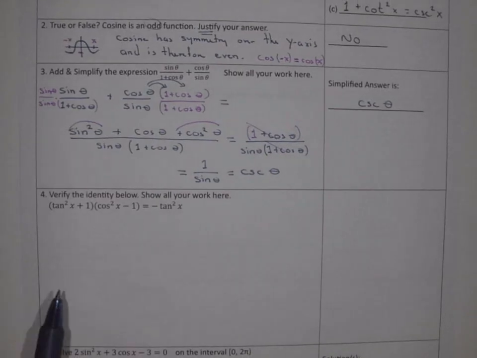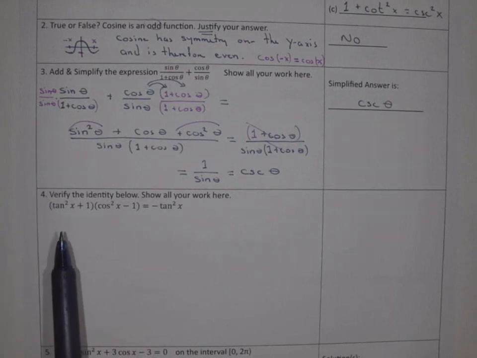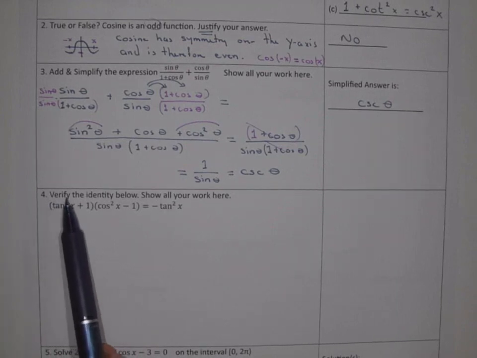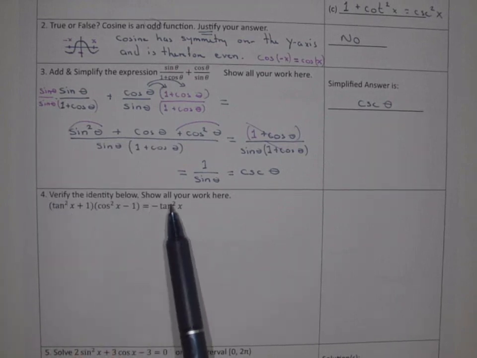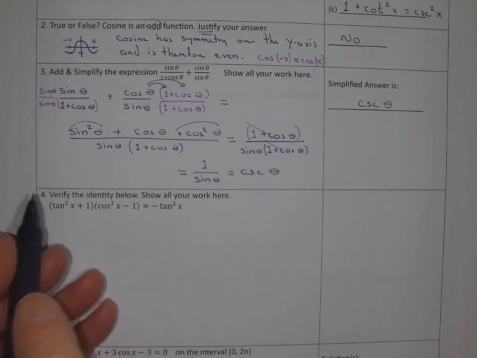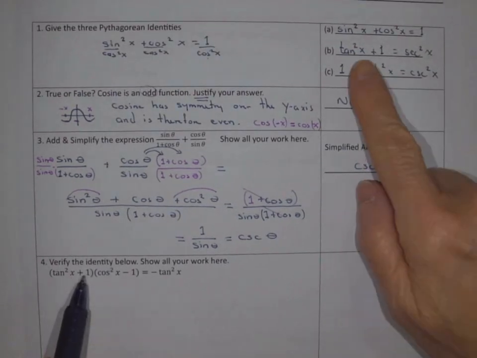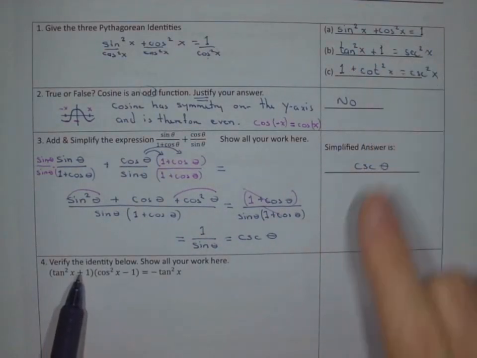All right, we have to verify the identity. Now remember, verify means you're going to work with only one side of the equal, one expression, and then you have to show that it's equal to the other one, but you're not touching that other one, right? So here, again, those are your main identities, right? Tangent squared plus 1, it's right here, and it's equal to secant squared.